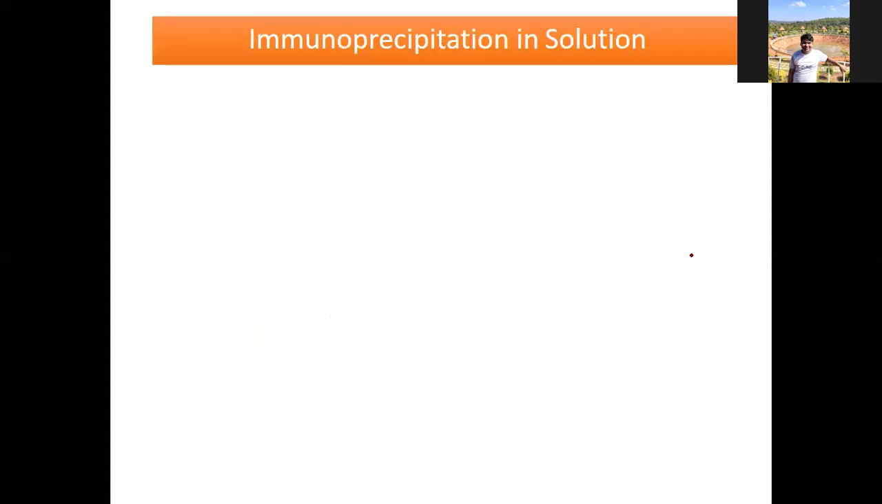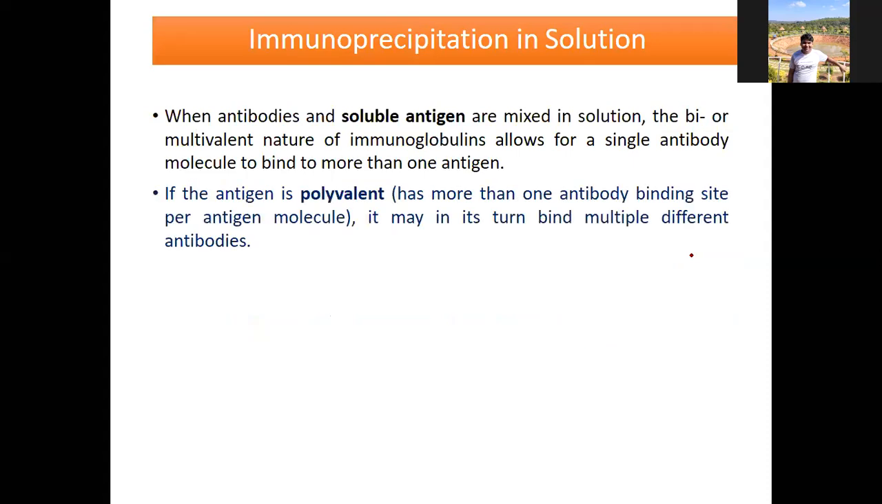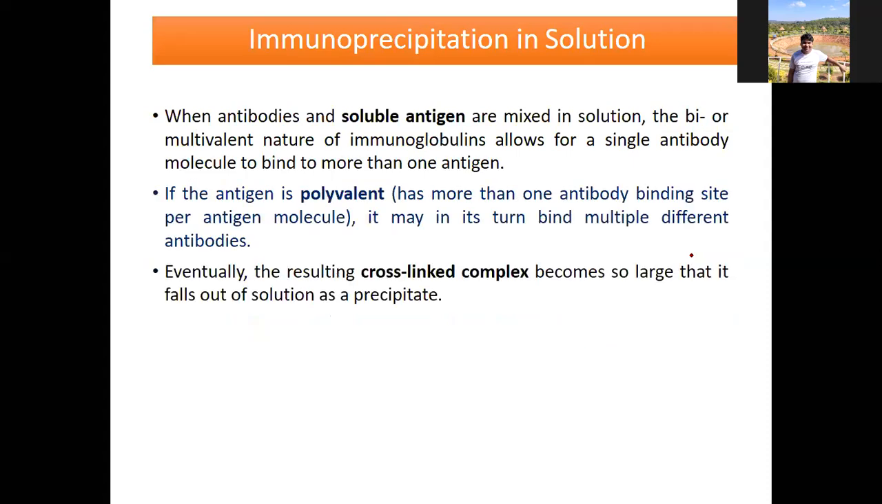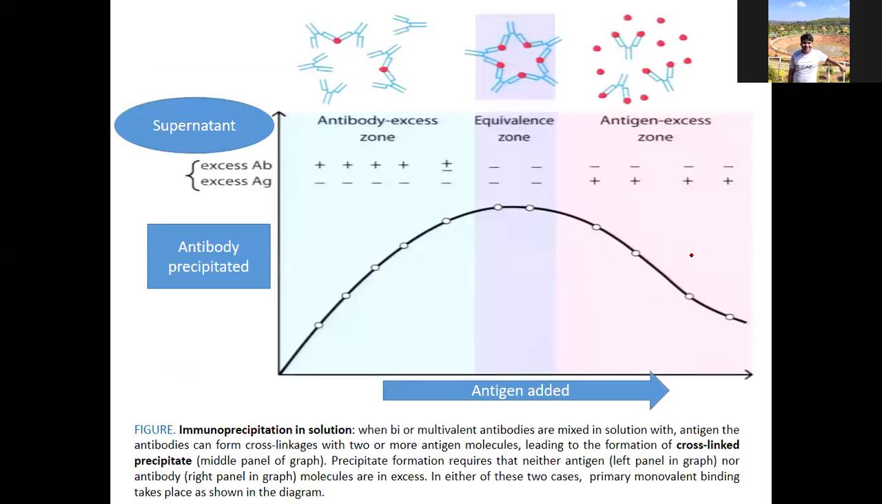So here, immunoprecipitation can be carried out in a solution as well as in a gel, as we have seen. In the case of a solution, when an antibody and a soluble antigen are mixed, the bivalent or multivalent nature of the immunoglobulin allows a single antibody molecule to bind and form a complex, an antigen-antibody complex with a lattice.